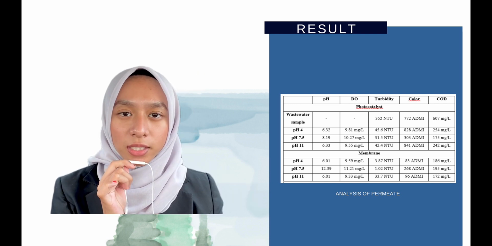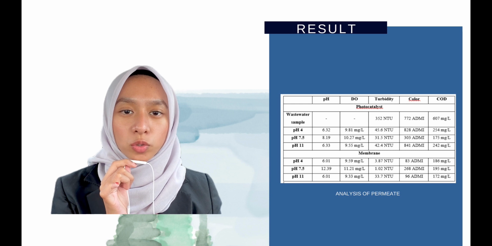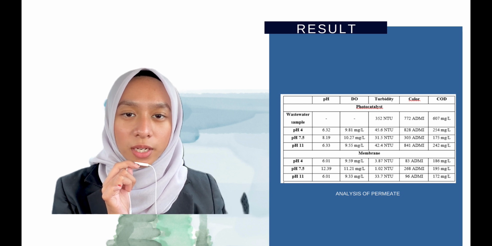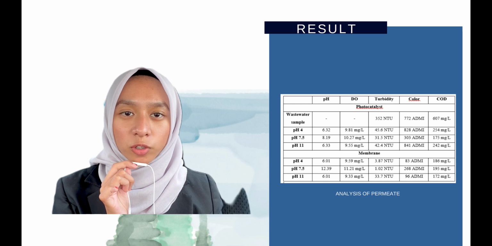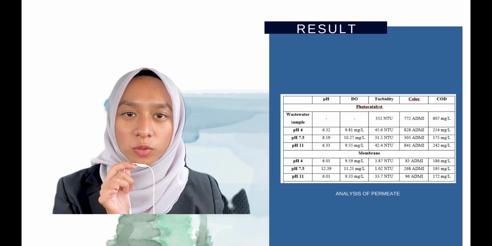The color intensity reading after membrane process for pH 4 also passed the acceptable range for discharge standard by DOE. Meanwhile, the highest color intensity reading is pH 11 after photocatalysis process, which means more amount of dye or suspended material present in the permeate. When the pH value is higher, more negative charge will be present, which gives it a high color intensity value.